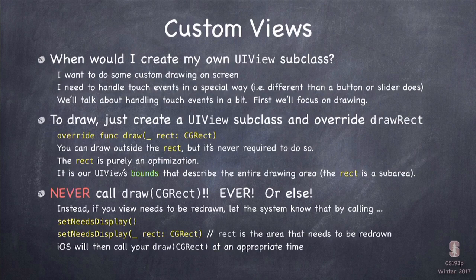But it knows better than you when the best time to draw is, believe me, okay? And the rect that you can pass, that's just the rect that's going to be passed on to your draw, okay? So setNeedsDisplay with a rect is like an optimized setNeedsDisplay. It's like, I need to be redrawn, but only this part of me, okay? And you can send this to any UIView. Say, redraw this view. Usually views send it to themselves, though, because they're the ones who know best when they need to be redrawn, okay?